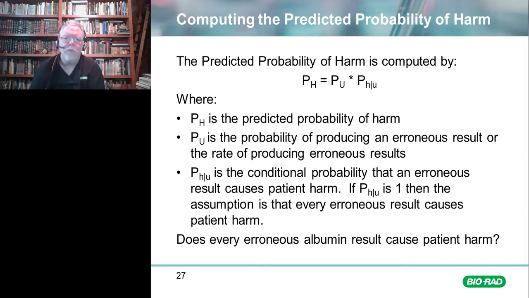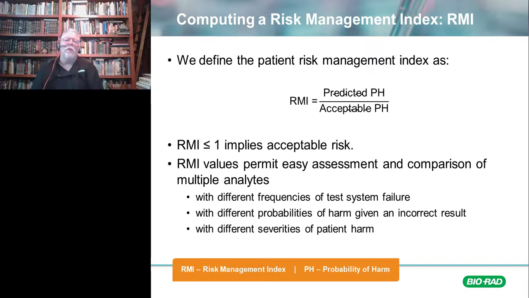utility of the result. Well, now we've talked about how we can compute a predicted probability of harm, and how we find the acceptable probability of harm using the severity of harm model. Well, we define a patient risk management index as the ratio of predicted probability of harm divided by acceptable probability of harm. We call this the RMI, the Risk Management Index. And if that's at 1 or less, then you have managed risk.